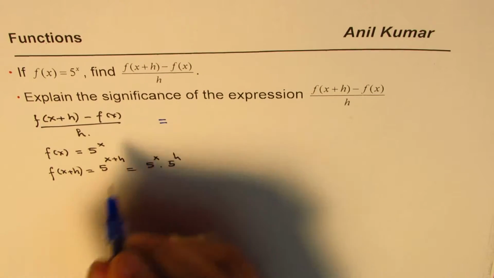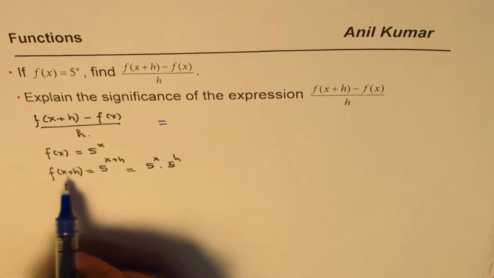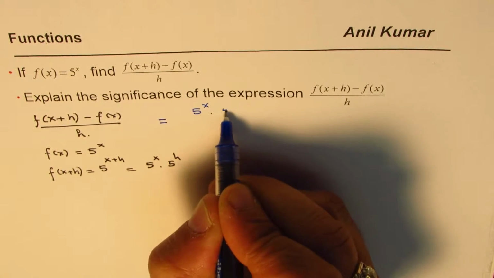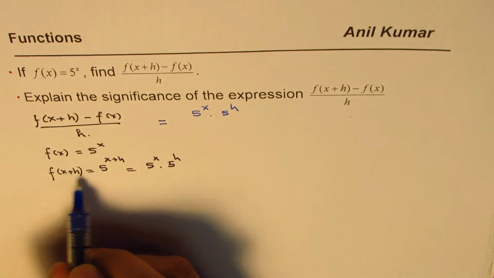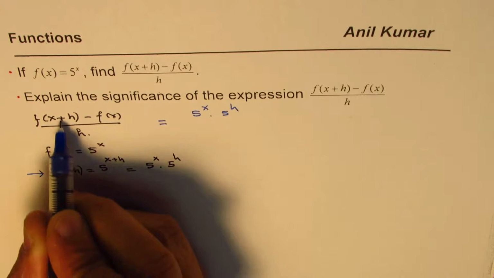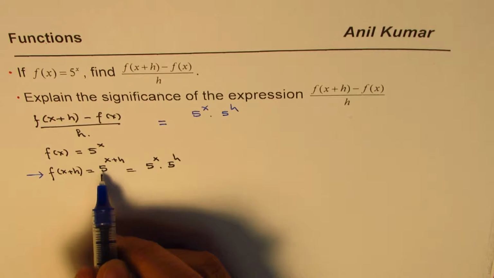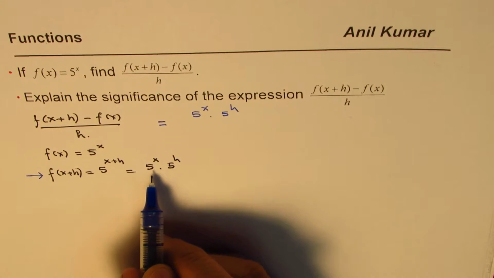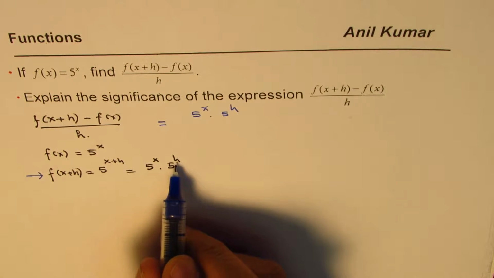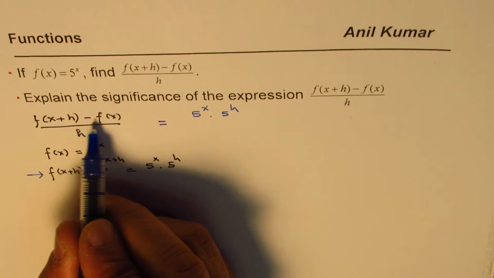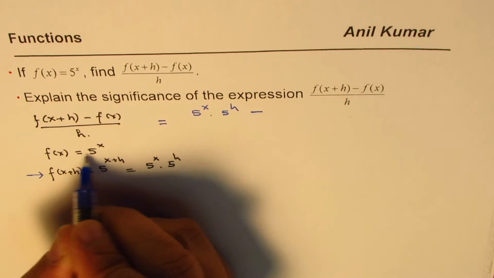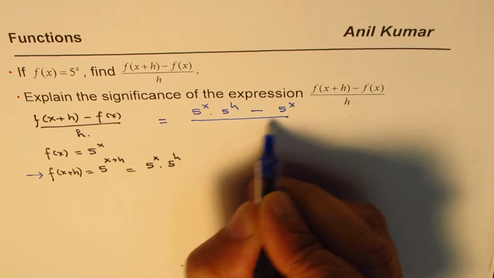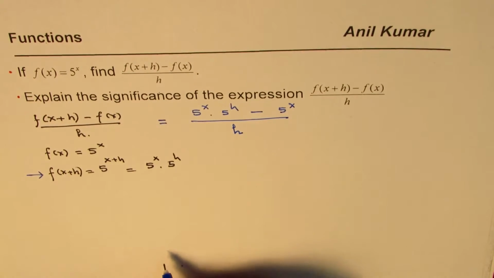So f of x plus h, which we just computed, is 5 to the power of x times 5 to the power of h. Right? From here, we substituted this value: 5 to the power of x plus h, which can be written as the product of 5 to the power of x times 5 to the power of h. Now minus f of x. f of x is given to us as 5 to the power of x, divided by h. Right? This is what we have.